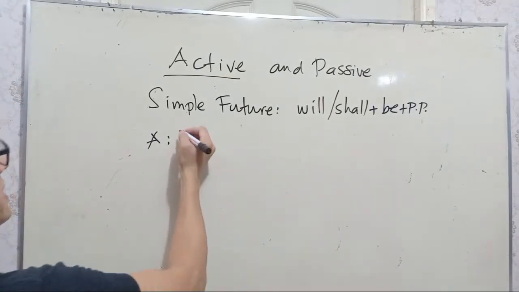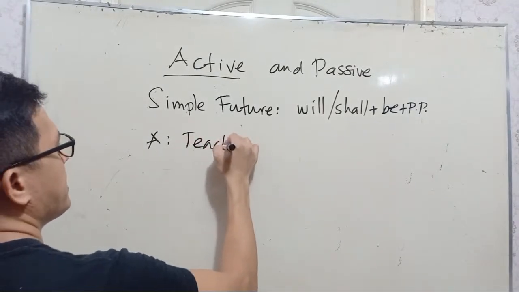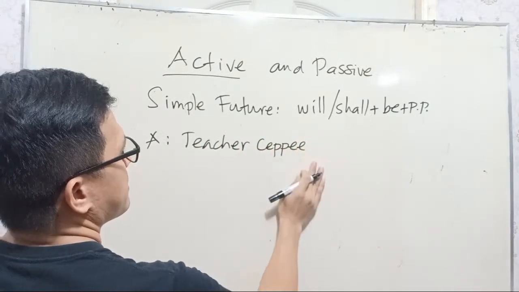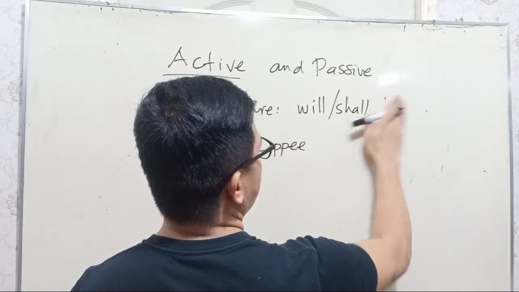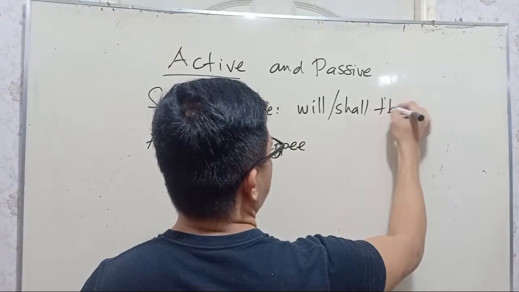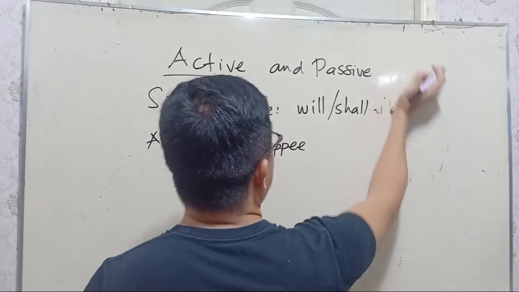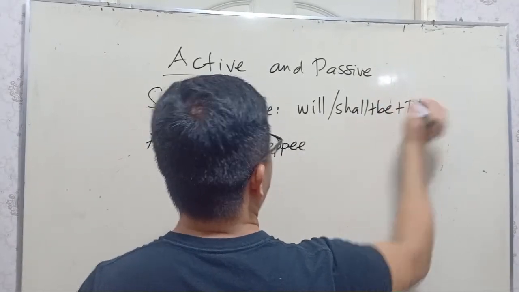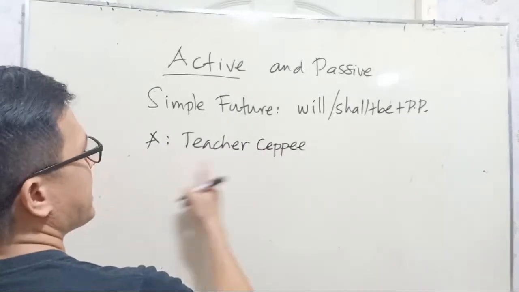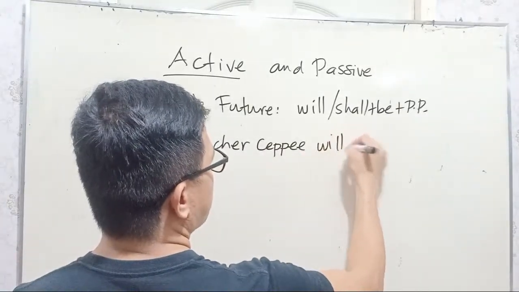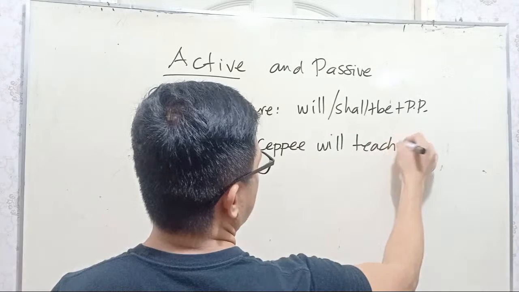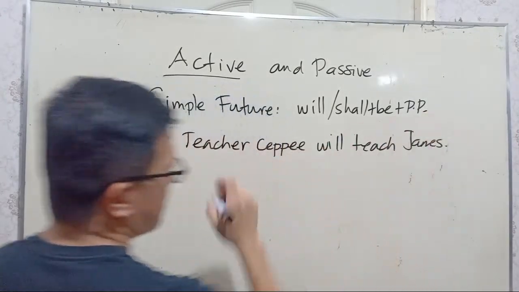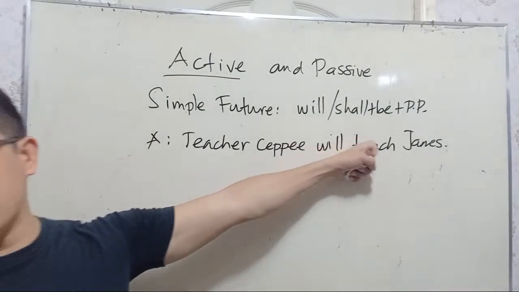There you go. So we say, Teacher Seppi. Sorry, this is shall plus base form. I'm sorry, plus base form. No, so we're doing passive now, so that's correct: plus be plus past participle. Now, Teacher Seppi, this is active: will teach James. Teacher Seppi will teach James. There you go.